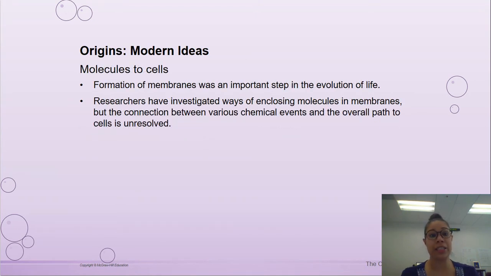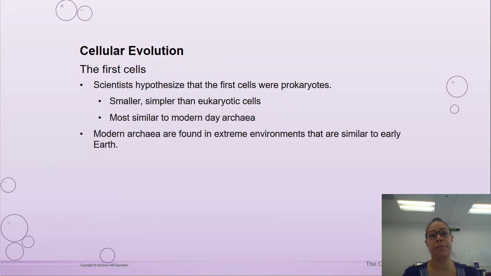So that's leading us up to the first types of cells. So we have the RNA, and it's going to code for a membrane. So we're going to end up with a membrane-bound cell. So it makes a plasma membrane. So the first cells that they hypothesized were prokaryotes. They were very small, very simple in comparison to eukaryotic cells. They're going to be very closely related to archaea.